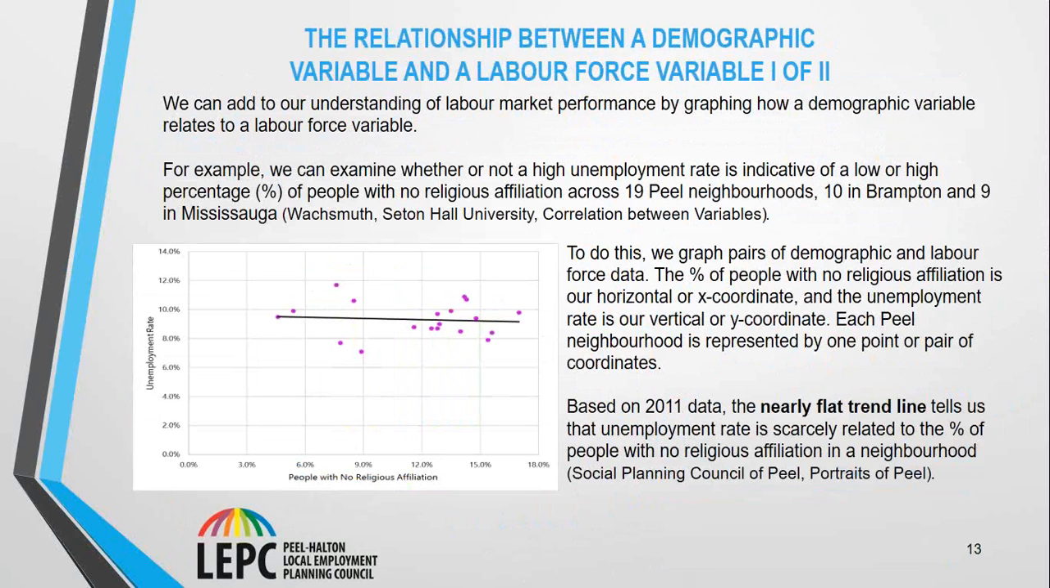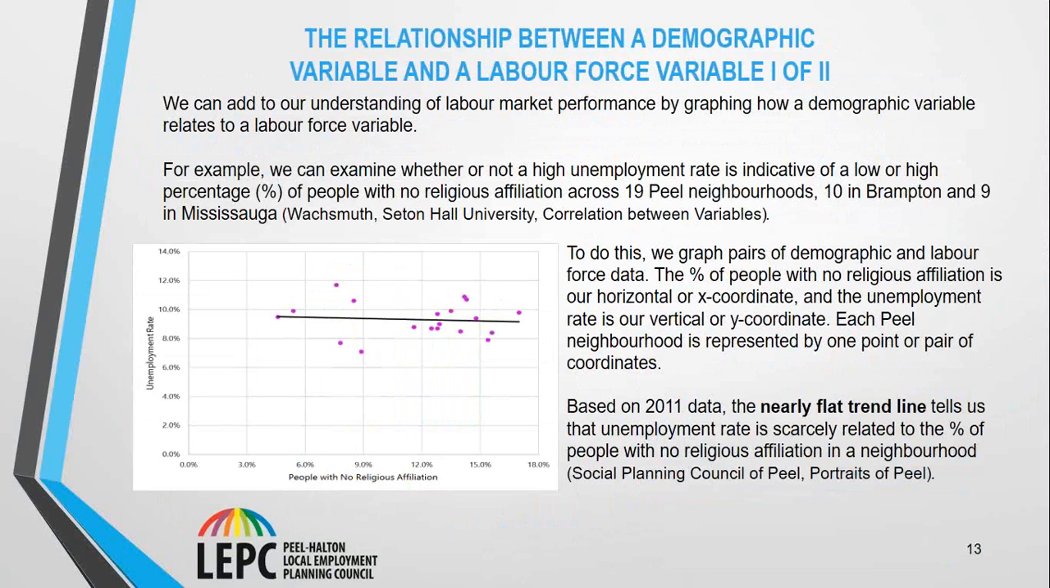We can learn more about the labor market by studying a pair of variables, namely a social demographic variable and the labor force variable. To illustrate, let's look at the unemployment rate in a Peel neighborhood and the percentage of people with no religious affiliation. In this example, we're using data from 19 Peel neighborhoods. For each neighborhood, we have a data point, our XY coordinates, X horizontal, Y vertical. Unemployment rate is our labor force variable and vertical coordinate, while the percentage of people with no religious affiliation is our demographic variable and horizontal coordinate.